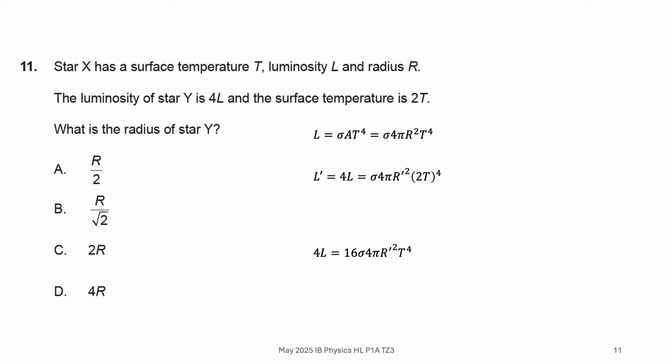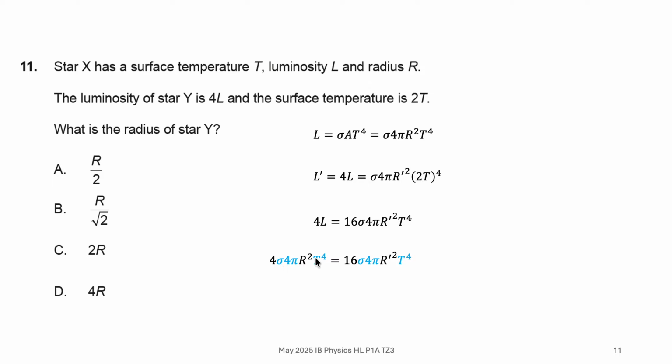What's next? Well, we're going to do a little bit of multiplying out. We get a 16, that comes from the 2 to the 4. We're going to have sigma 4 pi r dash squared T to the 4. And then we're going to compare. You'll notice we're taking here 4 times L is equal to this. All I've done is taken my value of L here, which is sigma 4 pi r squared T to the 4, and substituted in. And I've got a factor of 4 at the front and a factor of 16, but I've got other things that are going to start cancelling.